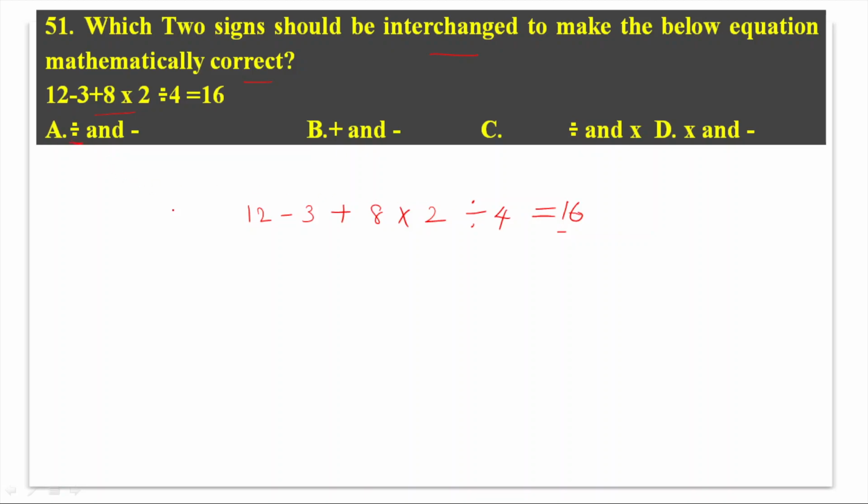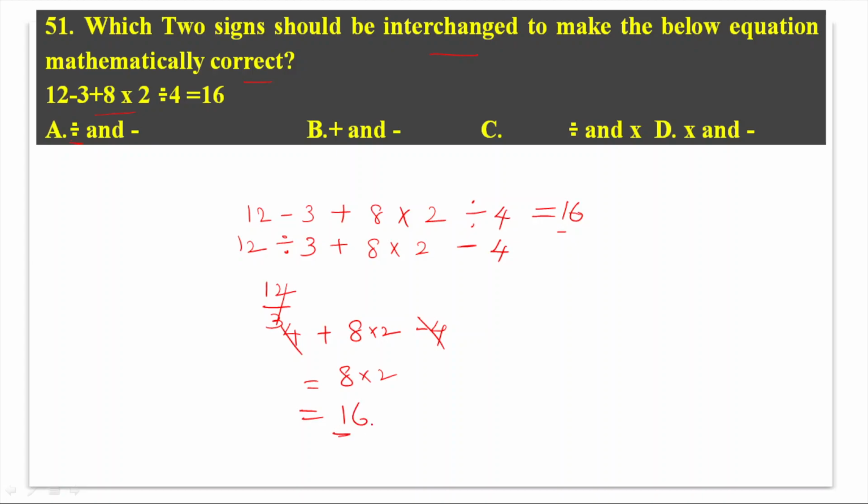Suppose I take the first option here. So what do I need to interchange? I need to interchange the division and the minus here. So if I replace division here and if I replace minus here, let us try to take the equation here. 8 into 2 and 4 here. So 12 divided by 3 will be 4 plus 8 into 2 minus 4. 4 and 4 get cancelled. So 8 into 2 is left. So it will be equal to 16. So I found the answer in the first option itself. So my answer will be option A. That is, division and minus symbols are to be interchanged in order to get my answer as 16 here.